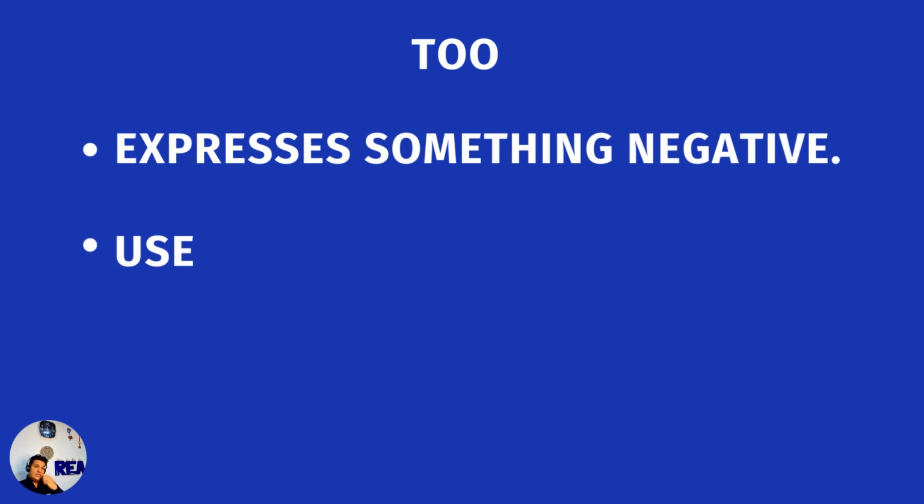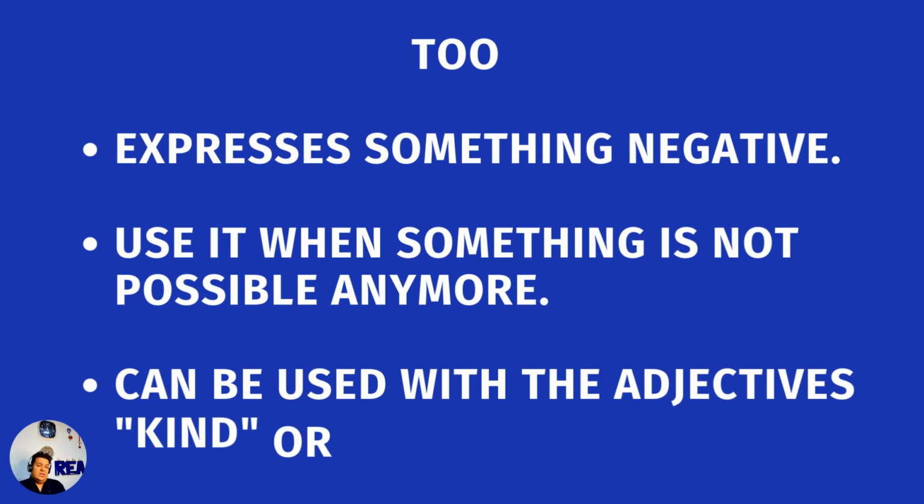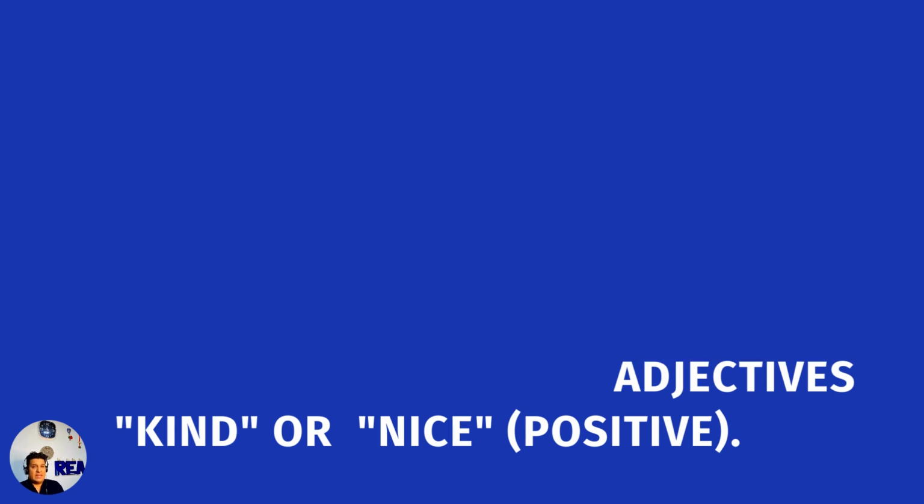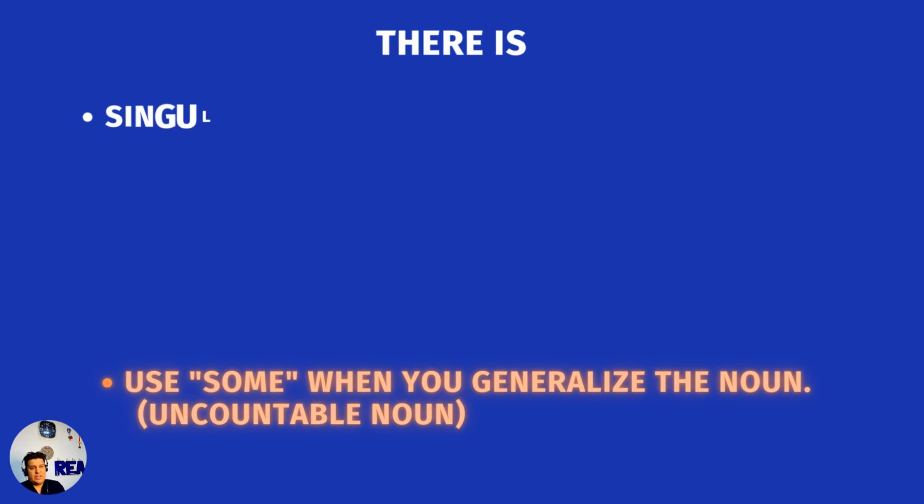Now let's talk about too. Somehow too expresses something negative. We use it when something is not possible anymore, and it can be used with the adjectives kind or nice. For example, if you say, oh, you are too nice, or too kind, it means that you are excessively good, excessively nice. I didn't expect it. In this case, it's a positive effect.